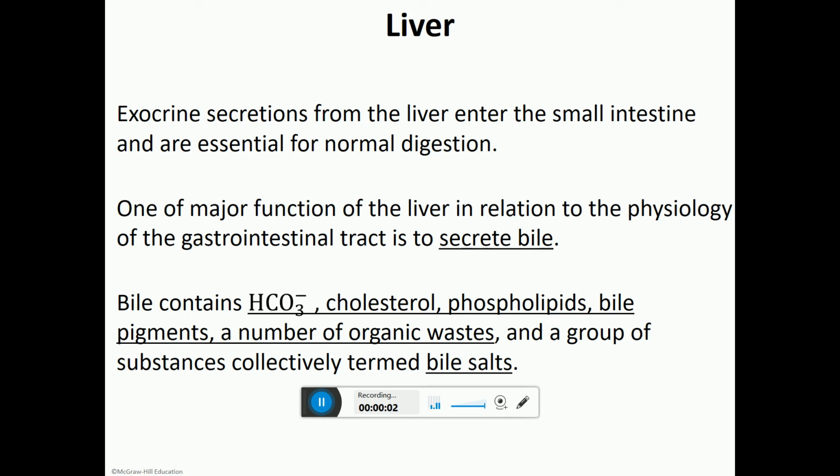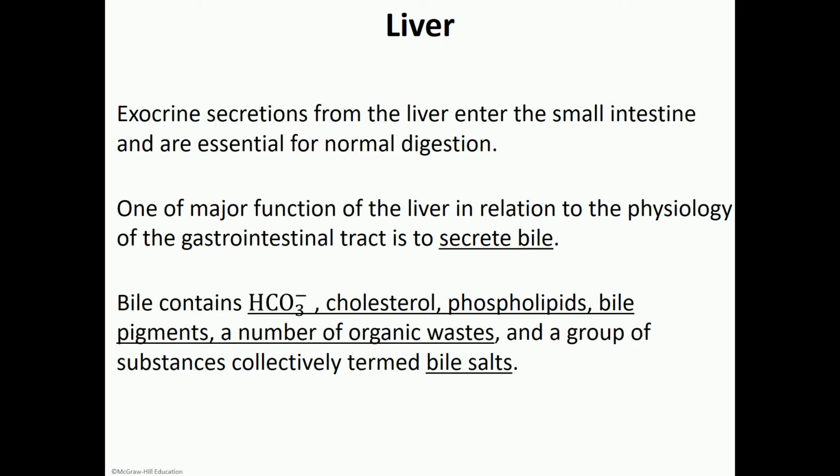This part is going to discuss the liver. The liver is that huge organ that is found in the upper right quadrant of the abdomen. The liver makes a lot of exocrine secretions, mainly bile, and it will release it into the duodenum. That bile is secreted by hepatocytes, which are the liver cells, not by the gallbladder.